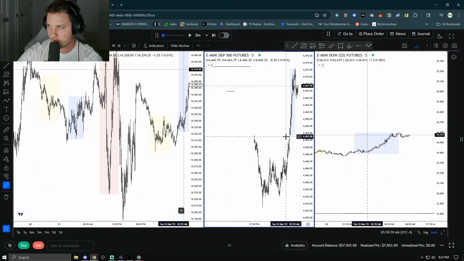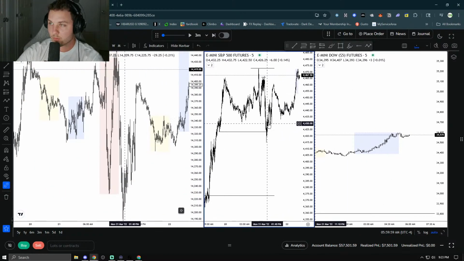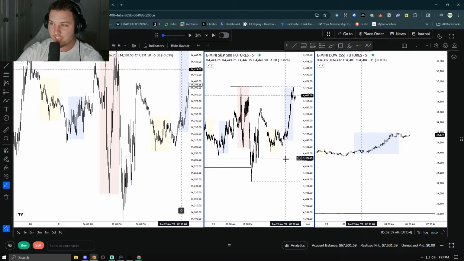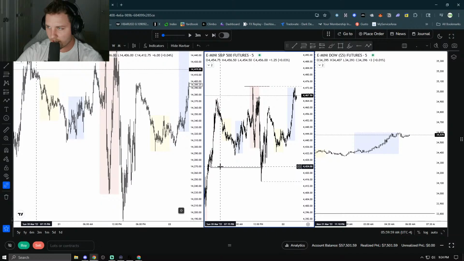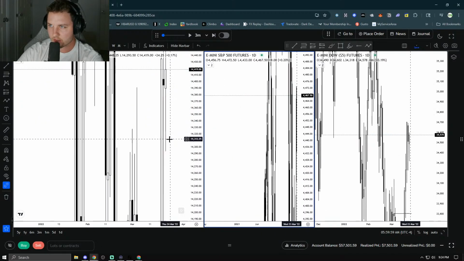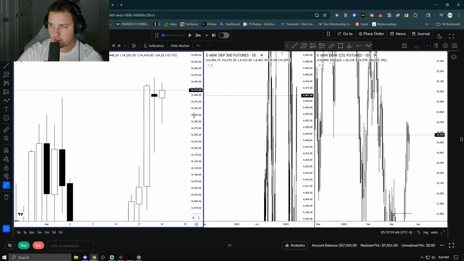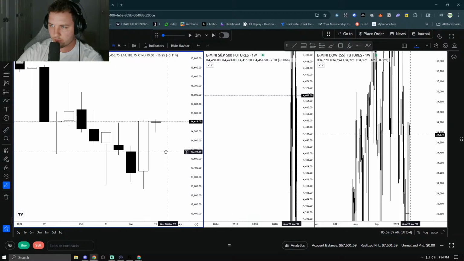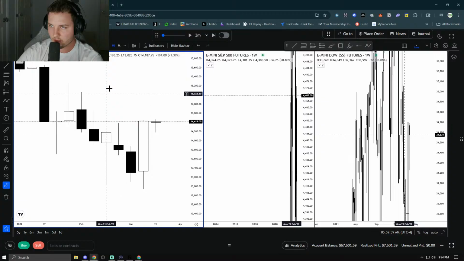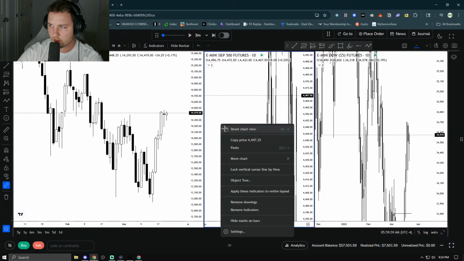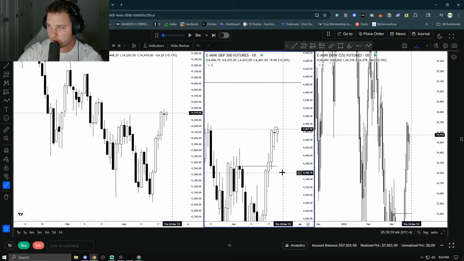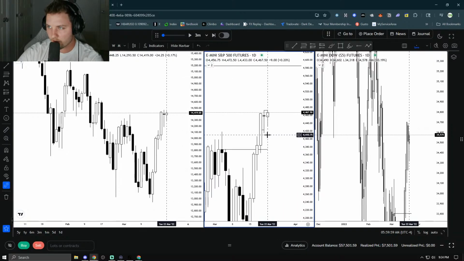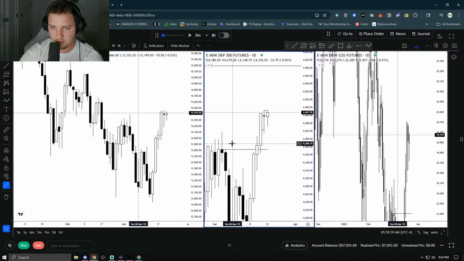Okay. So remember, we know the weekly has to reverse here, right? Remember that line we drew? So if we go back, look at the weekly. We know we have to reverse somewhere around here. I guess we could go lower, but regardless, we know we have to reverse.